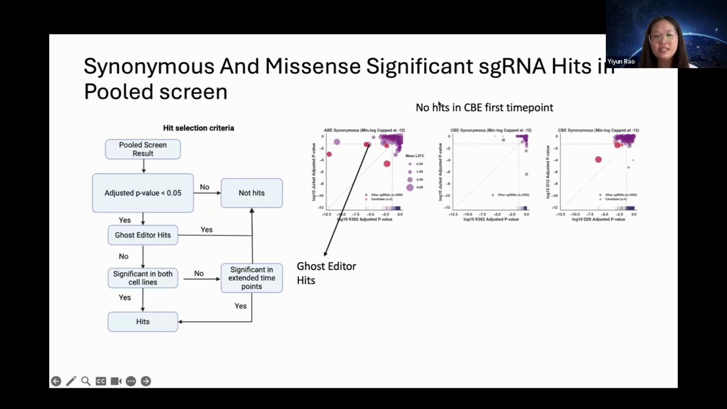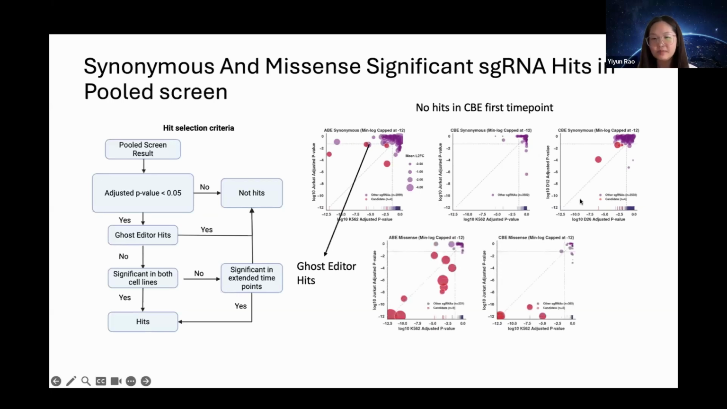And in the CB screen, for the first time point, we didn't observe any hits. And for the extended time points, we found 4 significant synonymous hits too. As expected for the missense sgRNAs, we identified more hits, and they obviously have a much larger effect size. So overall, we identified 8 synonymous mutation hits and 13 missense mutation hits across 2 screens.